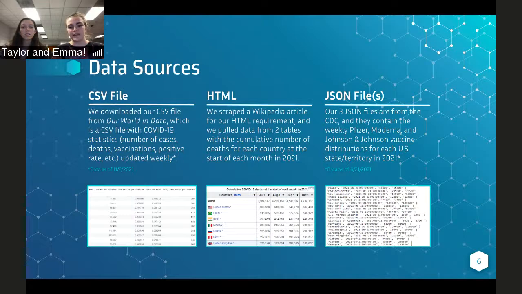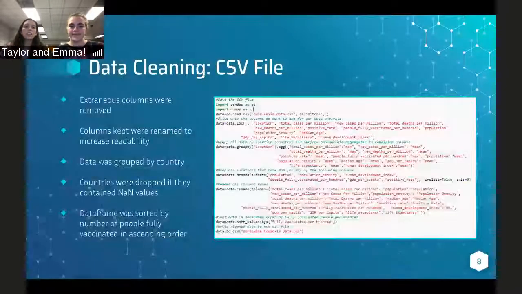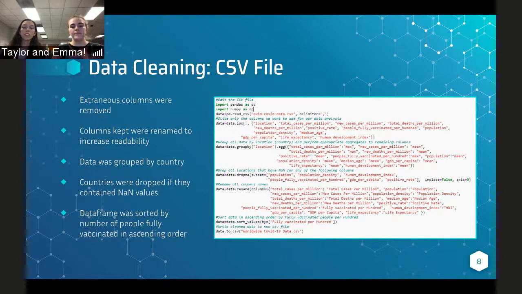So for cleaning our data for our CSV file, first we removed any extra columns, and then we renamed them to increase readability. Then we grouped all our data by country, and we removed all the countries if they had null values for the data we wanted to look at. And then we sorted our data frame by the number of people fully vaccinated in ascending order.